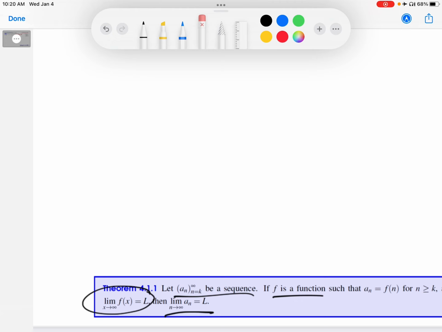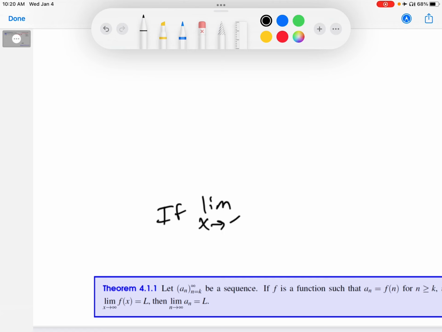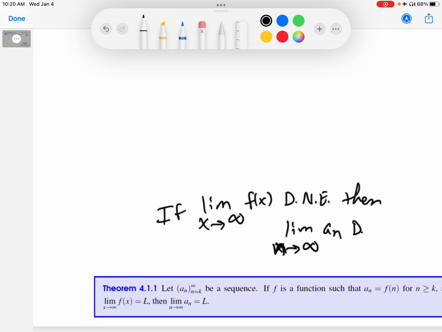One important thing that the theorem does not say is: if the limit as x goes to infinity of f of x does not exist, then the limit as n goes to infinity of a sub n does not exist. That's a separate statement.